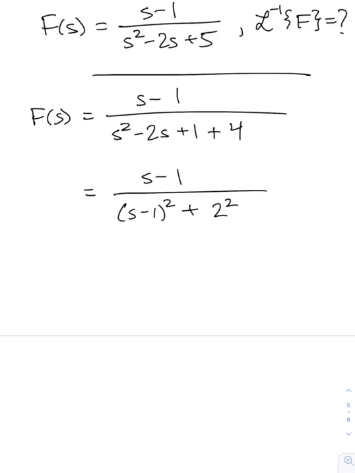Now, that one I can read off from the table. So now I see the inverse Laplace transform of F, reading from the table, is going to be e to the t times the cosine of 2t.